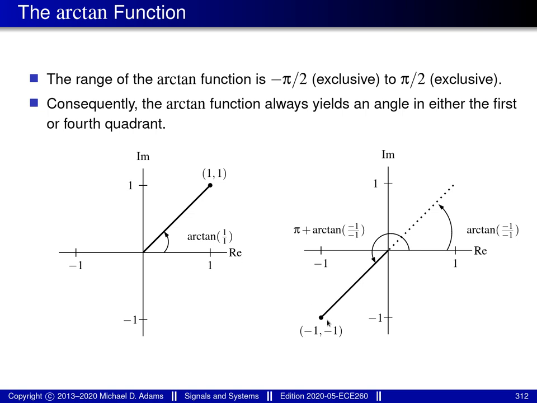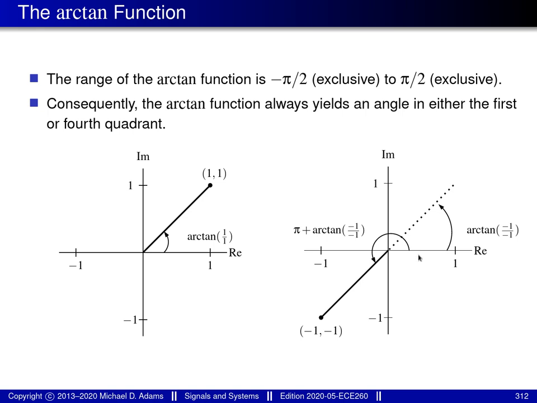On the other hand, if we want to find the argument of this complex number, this would be minus 1 minus j, this point here. We know that the arctan function cannot directly give us this angle that we're looking for. We're looking for this particular angle here, which goes from the real axis around to here. This angle clearly is greater than 180 degrees, or pi in radians. So the arctan function can't possibly give us the right answer.